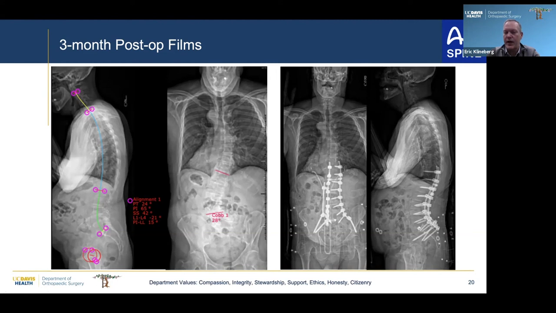You've got a little bit of wiggle room there. But I think you want to be careful. If you overcorrect them, then they're going to get a PJK forward. If you undercorrect them, then they're stuck in this uncomfortable flat back position, and then they get a junctional problem over that top. Sure. Trevor, did you have something to add there?